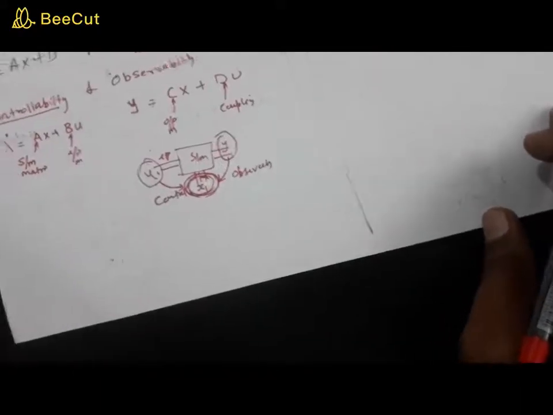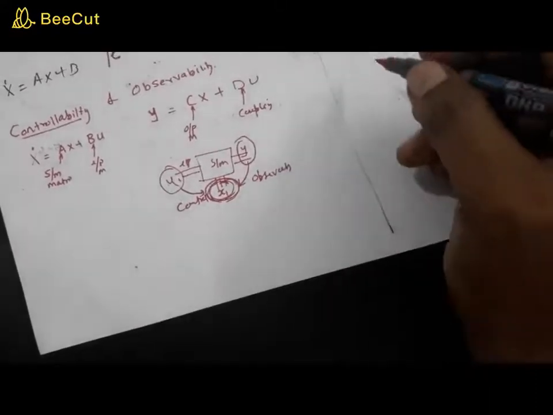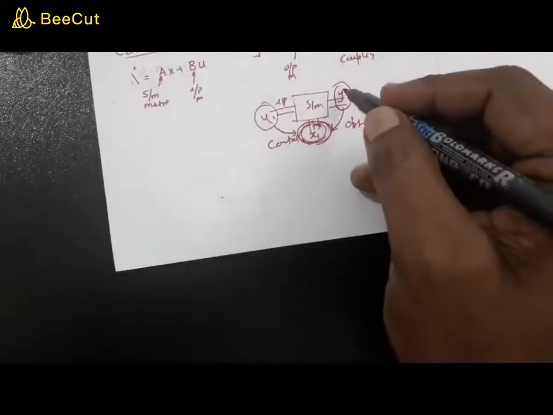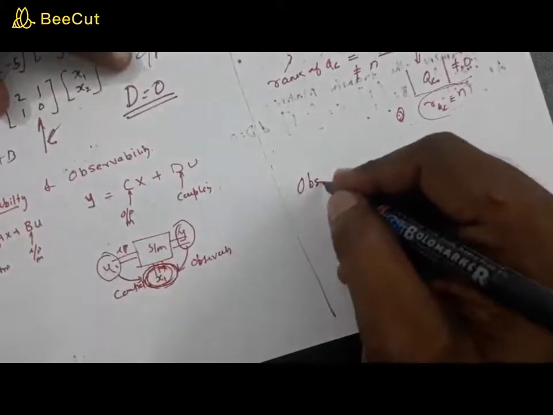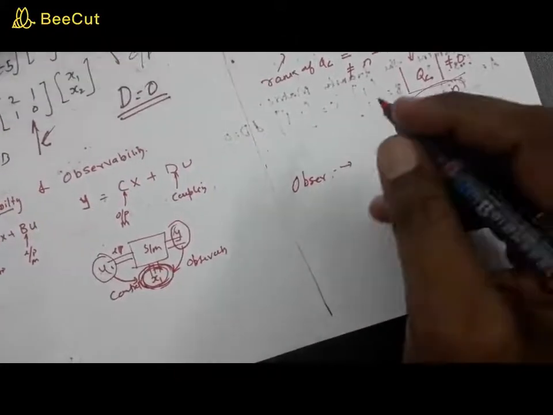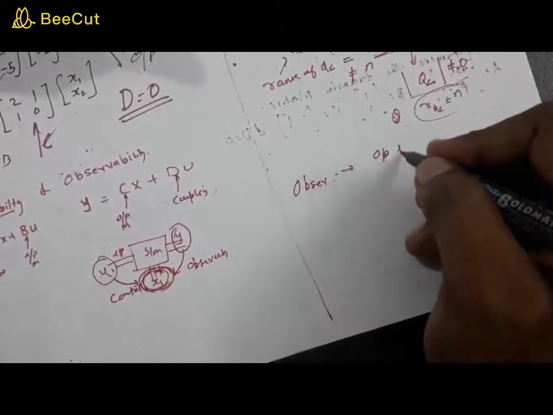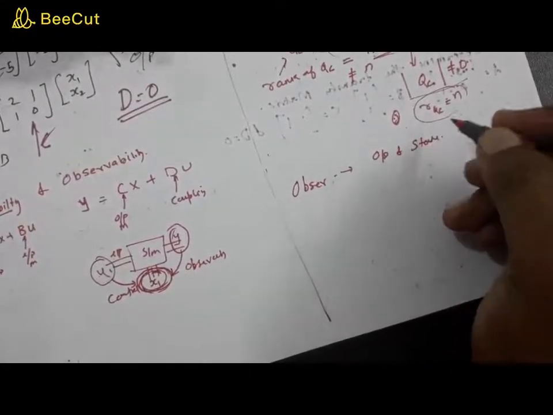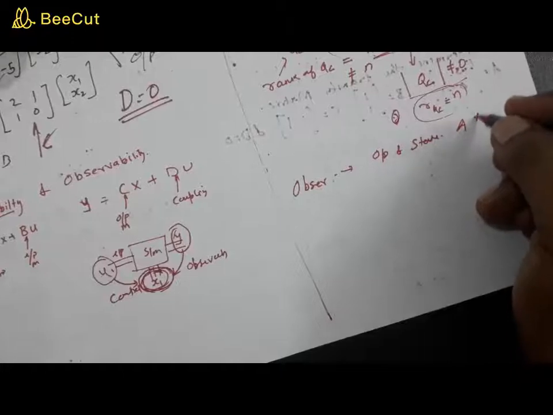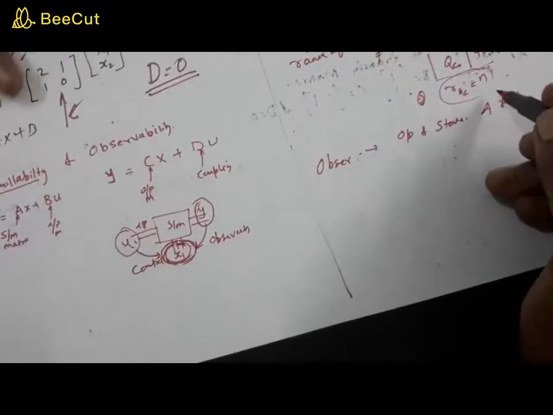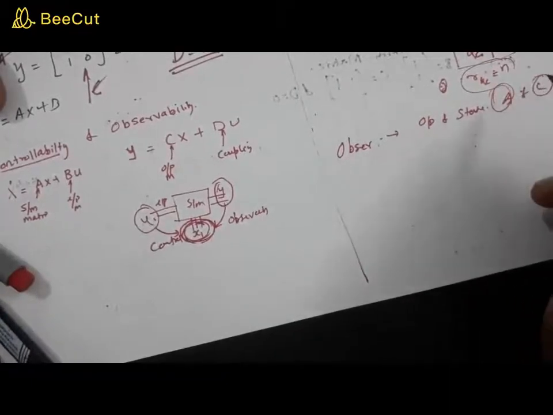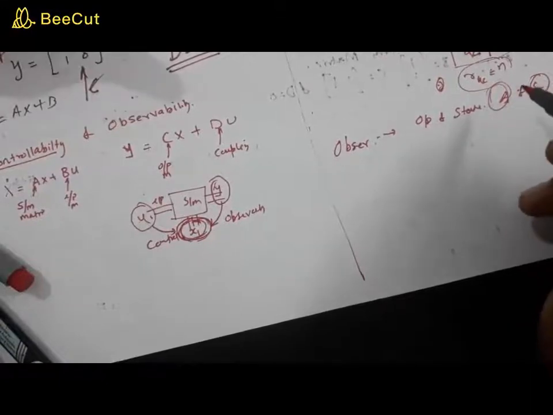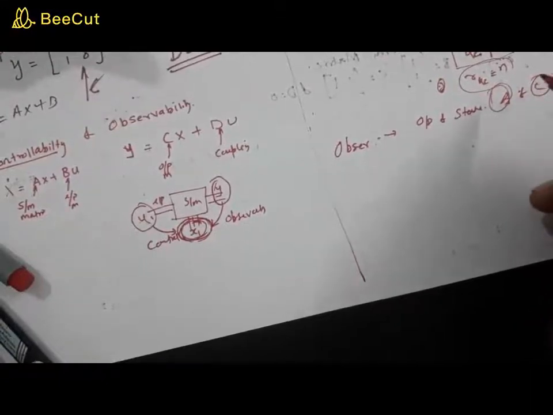Okay. Now, similarly is the case with observability. You know what observability is? It is determining the states by using the output. To be more technical, observability is the property of linkage between the output and the state. It involves the matrices A and C, because A is the system matrix and C is the output matrix. So this is actually the linkage between the output and the state.